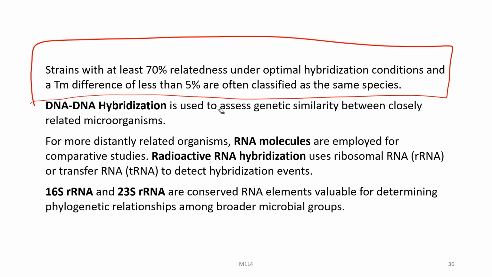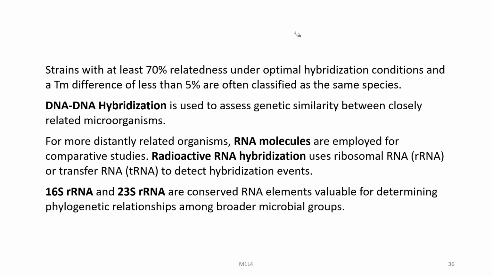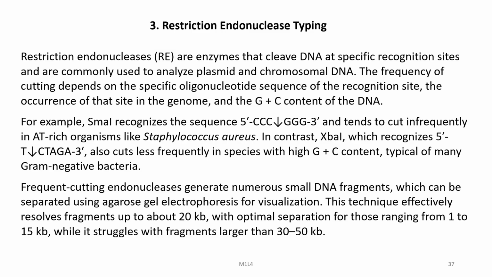DNA hybridization is used to assess genetic similarity between closely related microorganisms. For more distantly related organisms, RNA molecules are employed for comparative studies. Radioactive RNA hybridization uses ribosomal RNA or transfer RNA to detect hybridization events. 16S rRNA and 23S rRNA are conserved RNA elements which are available for determining phylogenetic relationships among broader microbial groups.